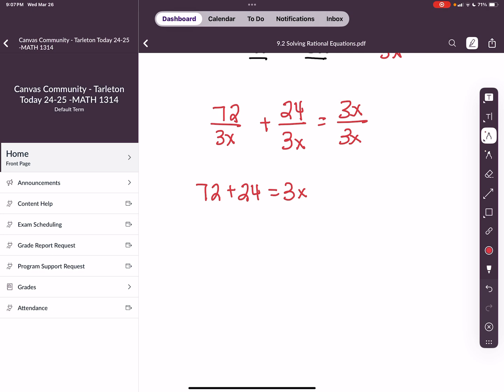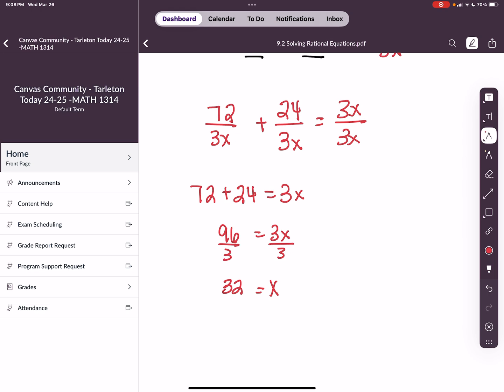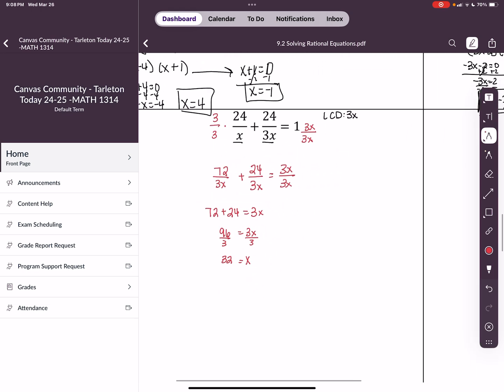So 72 plus 24 is going to give me 96 equals 3x. And I need to divide by 3. So that means that x is going to equal 32. Now, I do think I forgot to say what x can't equal on our LCD. So whenever your LCD is 3x, that means that x can't equal 0. Well, x didn't equal 0. X equaled 32. So in that case, that would in fact be a solution. Okay.